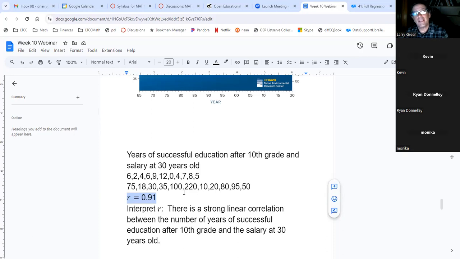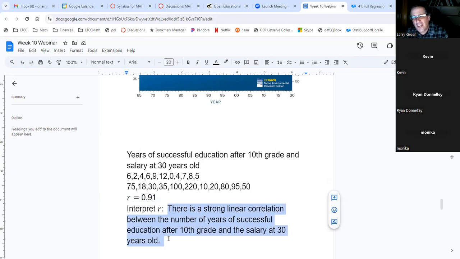Okay. Now we can guess at that, but even better than guessing is to collect data. So let's suppose we collected data, and let's suppose R was 0.91. Then we could say 0.91 is a strong correlation. Do you agree? It's pretty close to 1. So there's a strong linear correlation between the number of years of successful education after 10th grade and the salary at 30 years old.